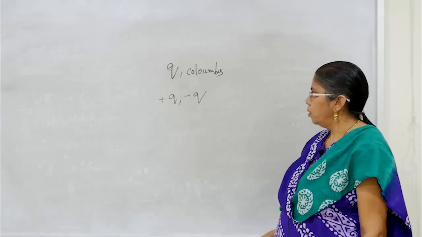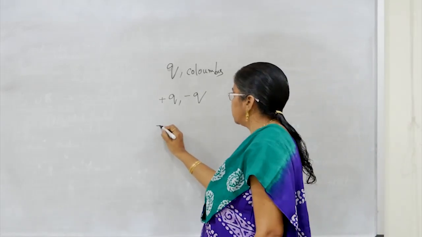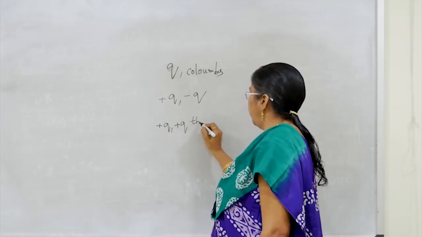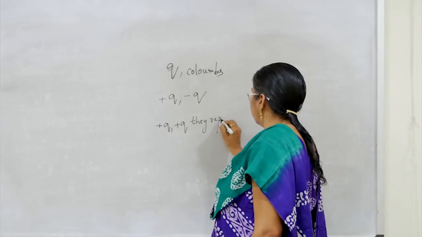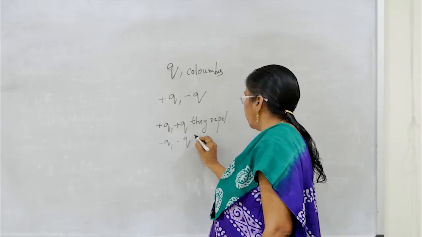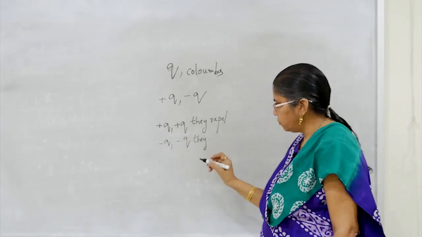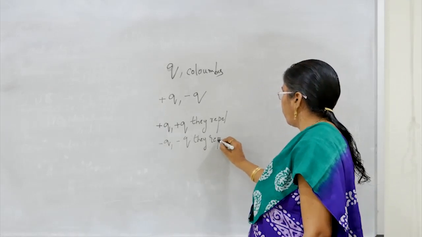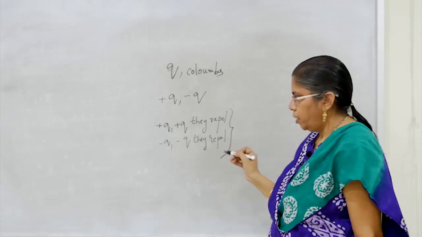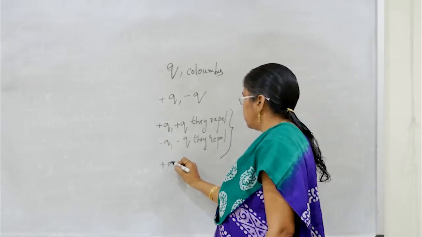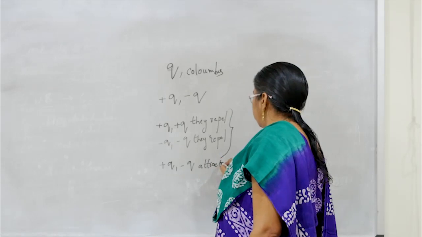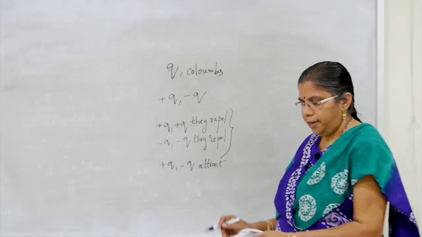So like charges, means positive charge plus Q and plus Q, they repel, and minus Q and minus Q, they repel. So similar charges repel, dissimilar charges attract. So plus Q and minus Q will get attracted.